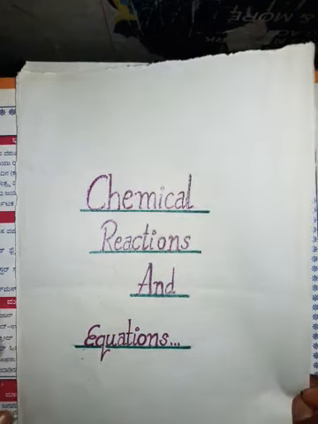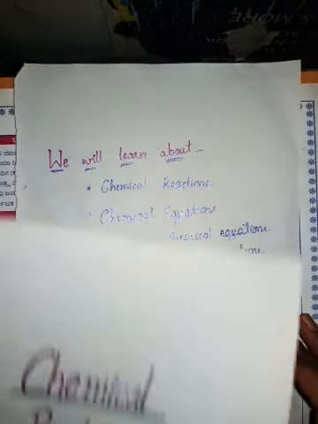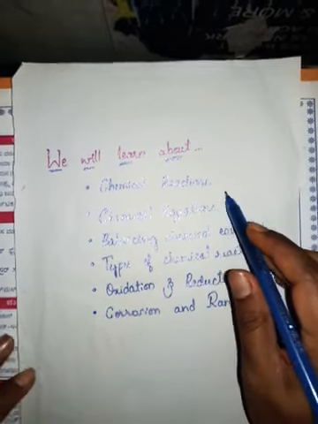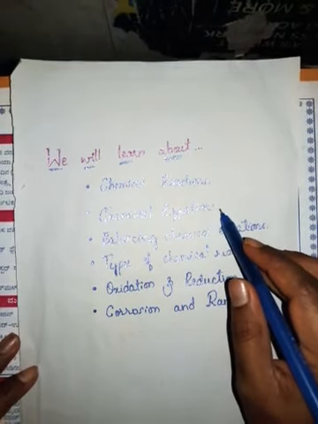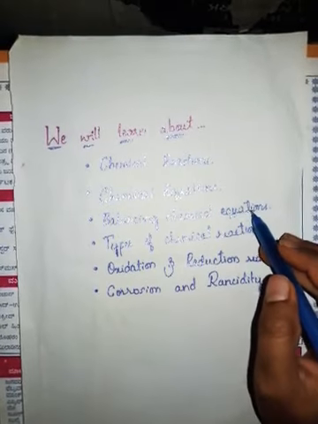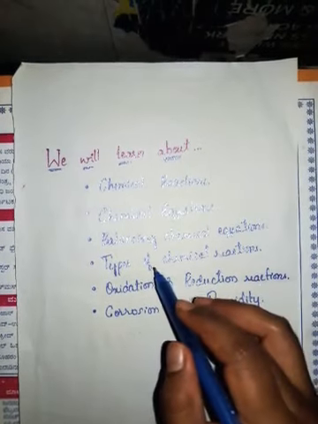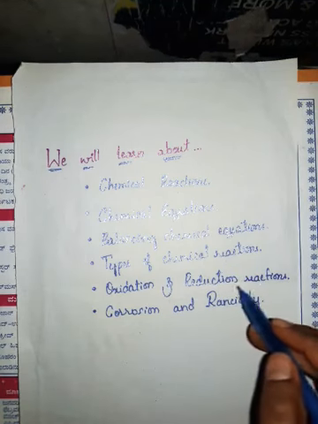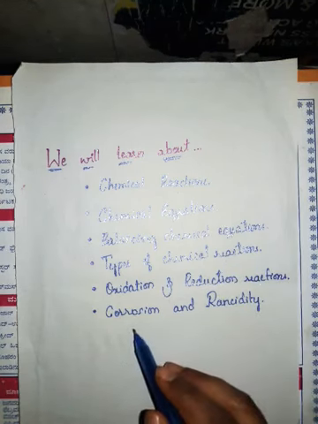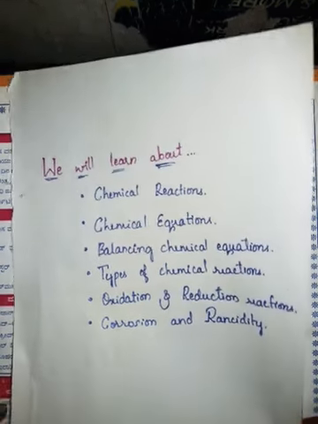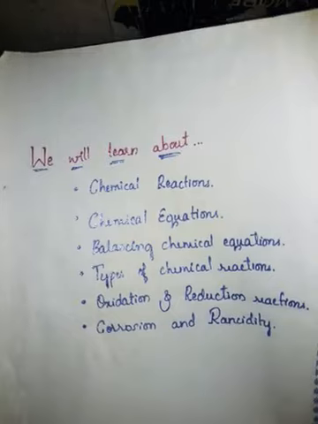This is a very easy and interesting chapter, and in this chapter we will learn what chemical reactions are, how to write chemical equations for chemical reactions, how to balance chemical equations, types of chemical reactions, oxidation and reduction reactions, and finally corrosion and rancidity. Let's go to the first one. What are chemical reactions?